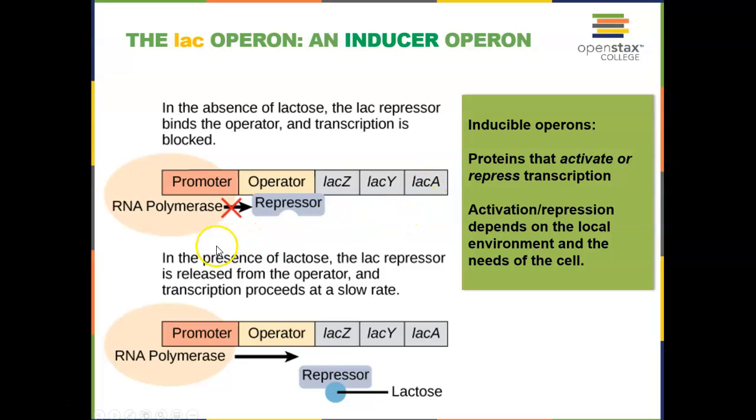But if we have lactose and the cell can use the lactose, then what happens is the lactose will bind to the repressor and it will dissociate, it will come away from the operator, and then RNA polymerase will be able to bind and will go through and read these genes to make the components so that the cell can use the lactose. So this is one of those either or situations where it depends on what the cell needs. If the cell is low in glucose and needs to use lactose, then it will go down this pathway.